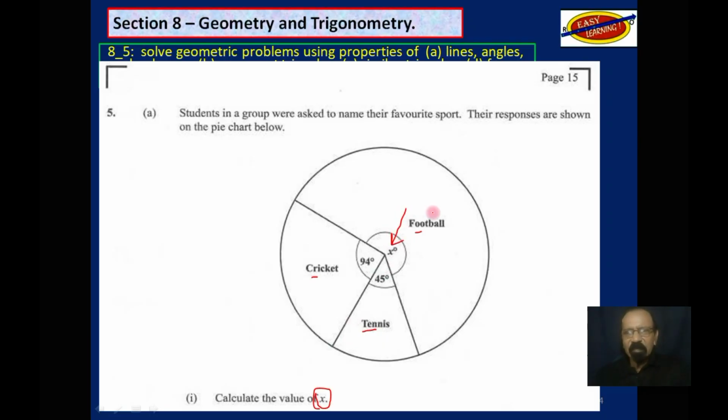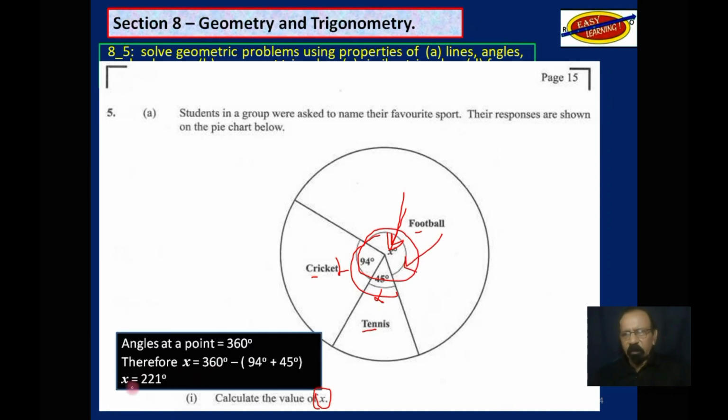Now this is a CSEC question. You know all 3 angles at a point would add up to 360. If you know this one and you know that one, and this is the only other one, then subtract those 2 from 360 and you will get that one, which is 221 degrees.